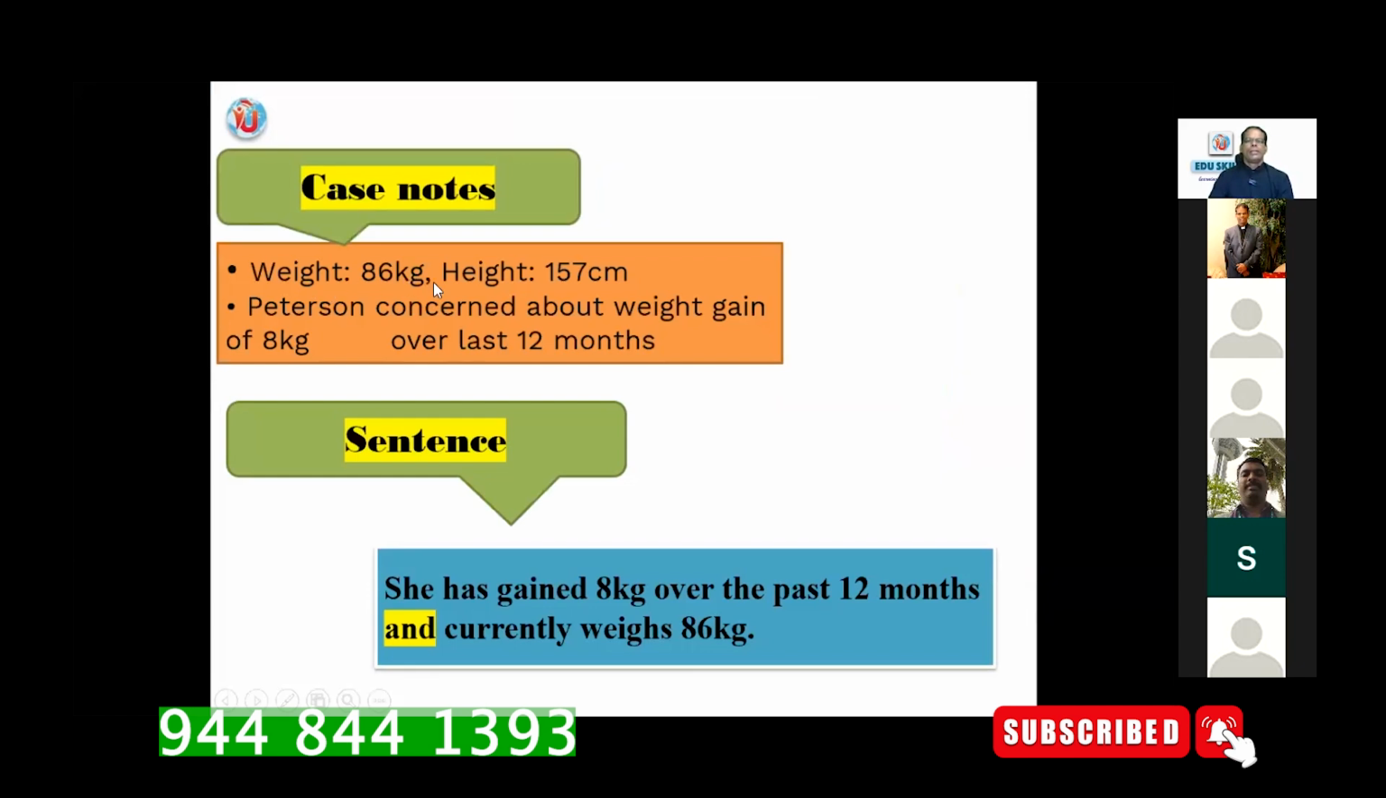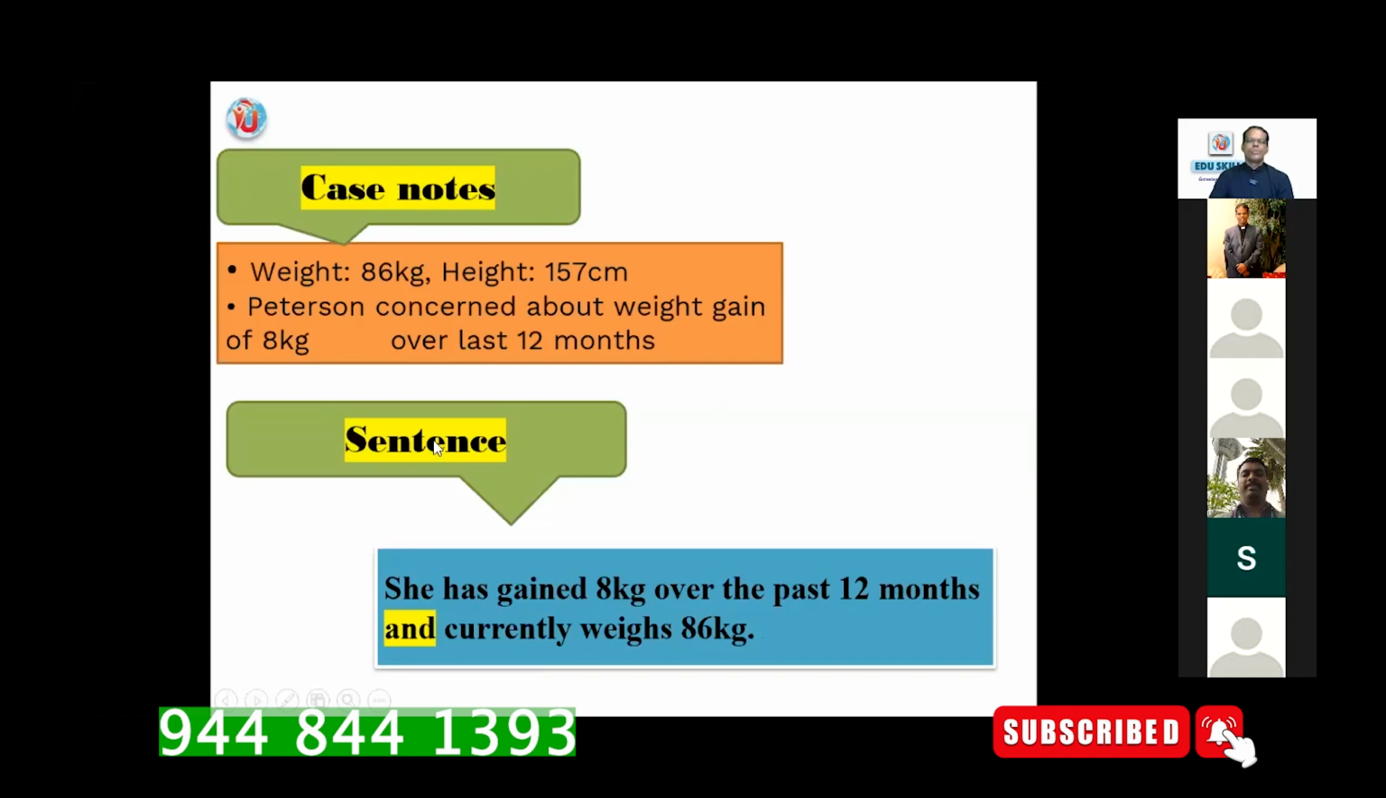Case notes: weight 86 kg, height 157 cm. Peterson concerned about weight gain of 8 kg over the last 12 months. Now, here the concern of Peterson is about the weight gain, nothing about height. So height is not relevant here. He is concerned about a weight gain of 8 kg over the last 12 months. So you have to highlight that. Now, she has gained 8 kg over the past 12 months and currently weighs 86 kg.